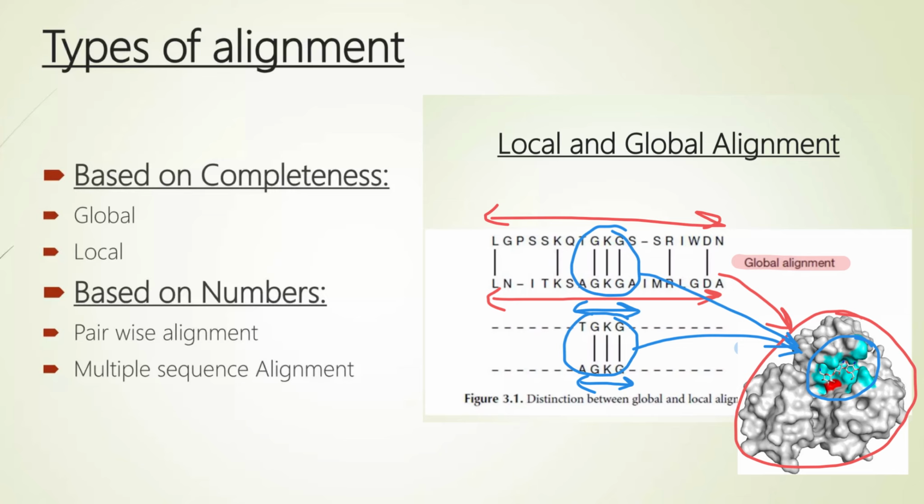We're also using local sequence analysis in order to find distant evolutionary relationships where only small regions might be conserved. And my last comment would be that for global sequence analysis, we're using the Needleman-Wunsch algorithm, and for local sequence analysis, we're using the Smith-Waterman algorithm.